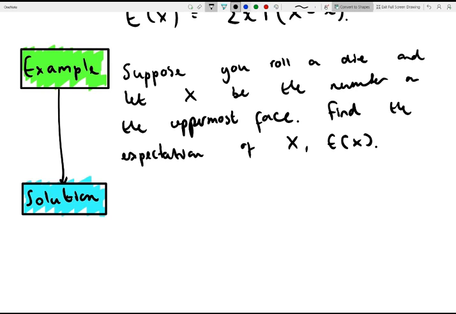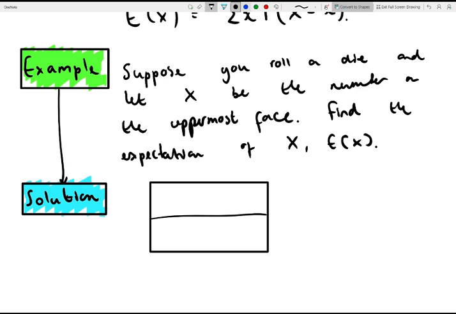is, first of all, let's draw a table, and here we have capital X and here the probability. Capital X is our outcome, so we have the numbers 1, 2, 3, 4, 5 and 6, and the probabilities are a sixth, and I'm running out of room, but all of them are a sixth.